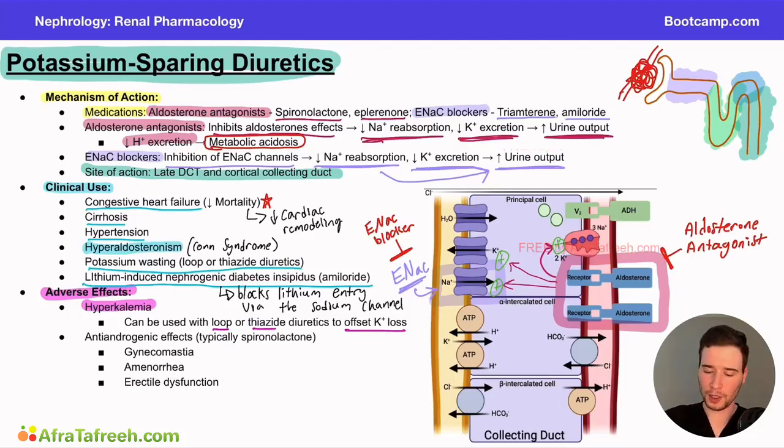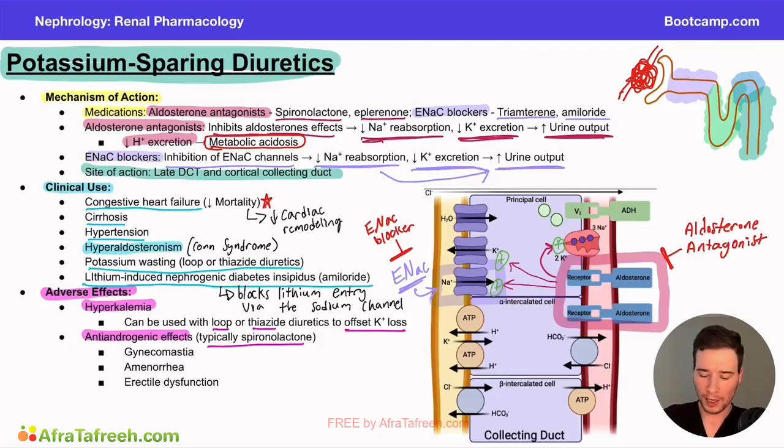Another adverse effect here is going to be anti-androgenic effects, which is typically going to be seen with spironolactone, although it can also be seen with some other ones as well, including eplerenone. But why? Why does this happen? Recall that aldosterone is a steroid hormone, and so aldosterone antagonists are blocking steroid hormones, but they can also block androgens because they're so similar in their structure and how they look in the body. And because it can block other androgens in the body, this can cause some adverse effects for patients.